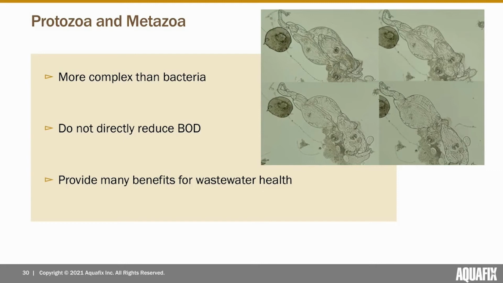But if you see on that circle-looking Cheerio thing, that's a testate amoeba, which we'll talk about later. But that's going to be a protozoa, and as you can see, they don't look as complex as metazoa. But let's start with protozoa.